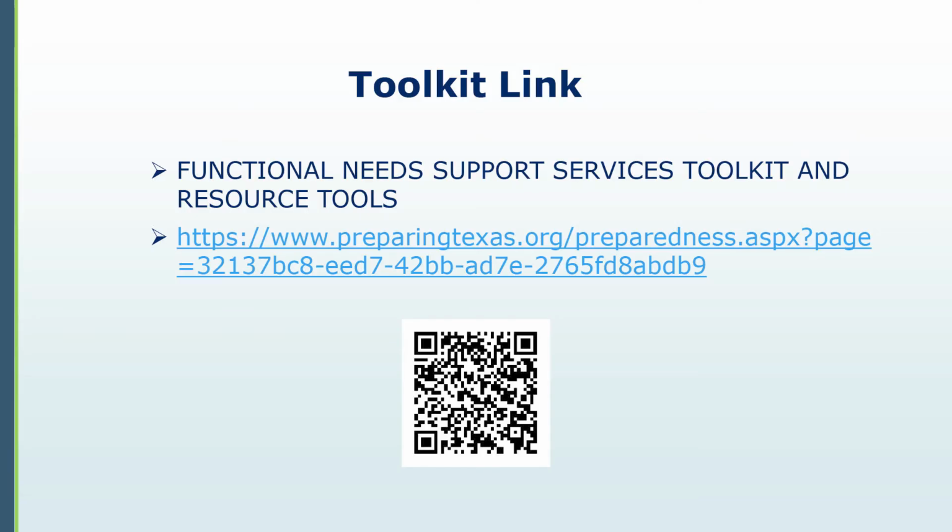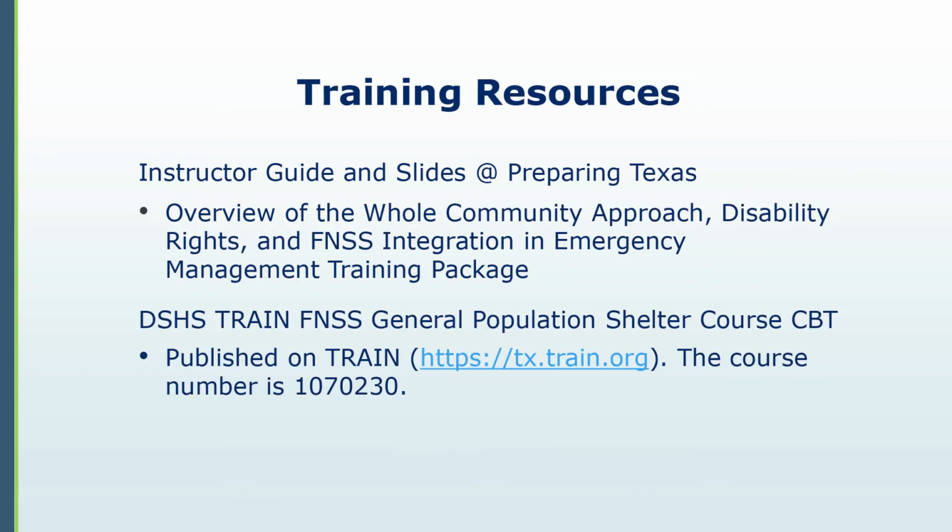The toolkit resources, again, are on Preparing Texas, our nice QR code. There's a couple training resources that are also identified and provided there we want to go over. There's an instructor guide and slides on Preparing Texas to utilize the FNSS toolkit. So you can take this presentation, integrate it into your conversations, and start utilizing it. We need to enhance the opportunity for this communication to our planning partners. And then we ask those planning partners to, as an obligation for their community, to communicate back and identify those resources and capabilities, capacities, gaps, and concerns of their community.